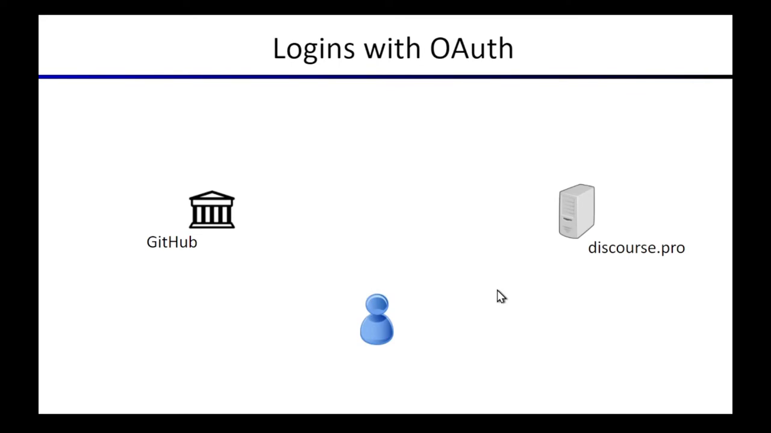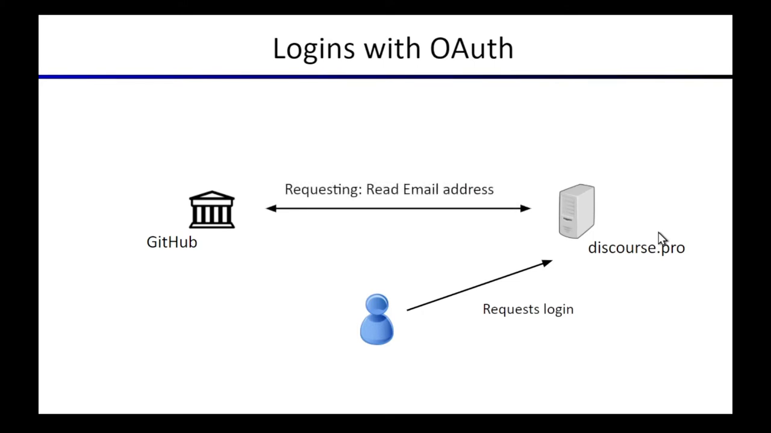Now what's happening behind the scenes using a protocol called OAuth, at a very high level, is the following. We have GitHub as the issuer, Discourse the forum as the relying party. What I do is go to Discourse and request this login session. Discourse contacts GitHub and indicates that I've asked to allow Discourse to see my email address.